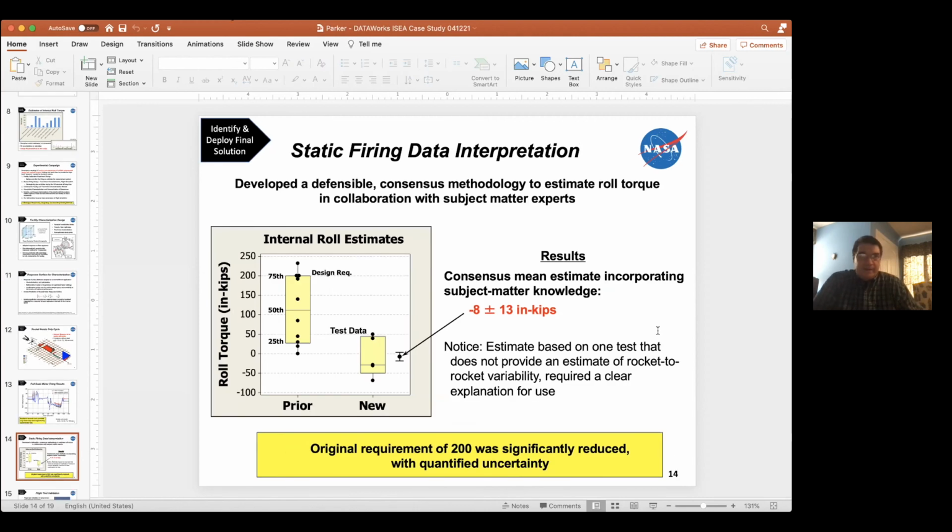And so here's the final answer. On this plot, the box plot I have shown on the left under prior, all of the information that was in that column plot, the range of all the different estimates where we started. Where it says new, that box plot is representative of those 5 circles that I just showed you on the previous plot. And after considering this known bias, we were able to come to a consensus to estimate that the internal roll torque was about -8 thousand inch-pounds, plus or minus 13.